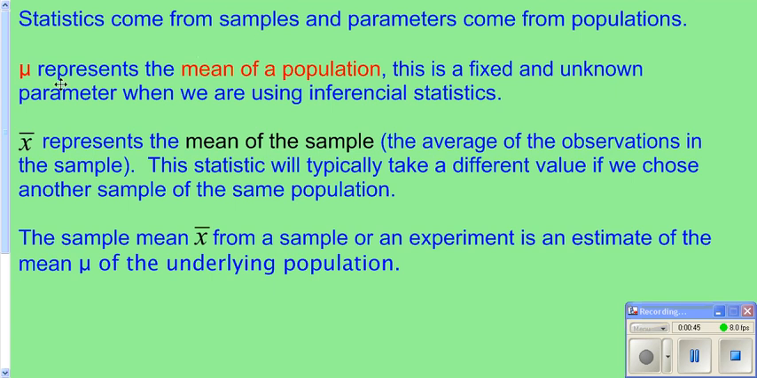Also, to refresh your memory, mu represents the mean of the population. However, x bar represents the mean of our sample. Also, keep in mind that sigma, the O with the tail on it, is your standard deviation of your population, and s is your standard deviation of your sample.